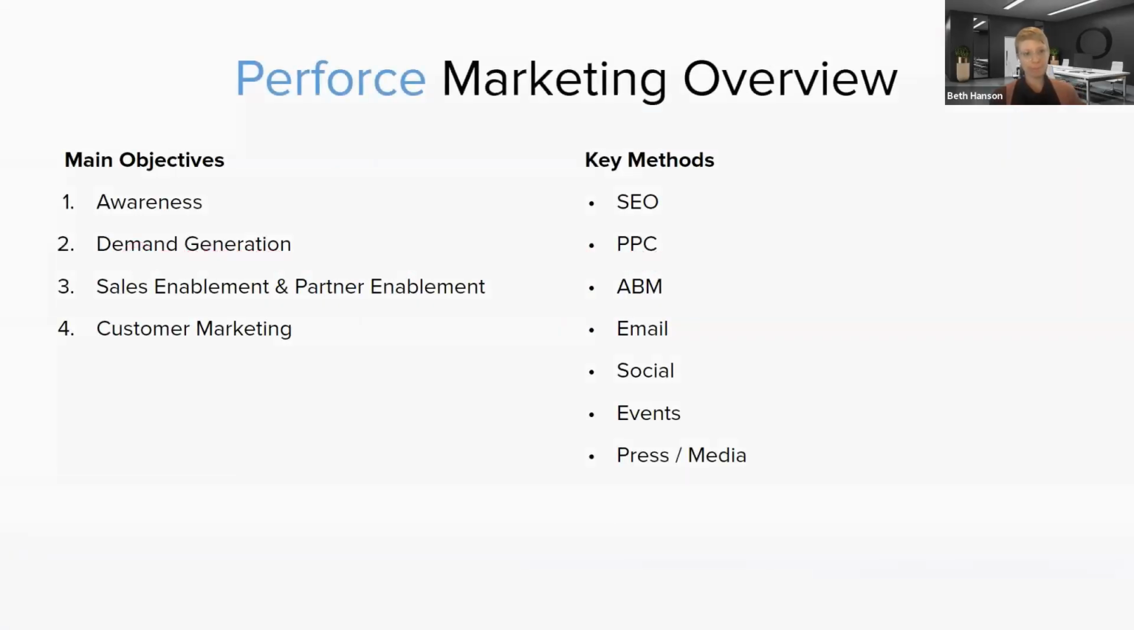Mm-hmm. But let's first talk about generally Perforce marketing, your activities. What are you doing, and what are kind of the main rocks there?